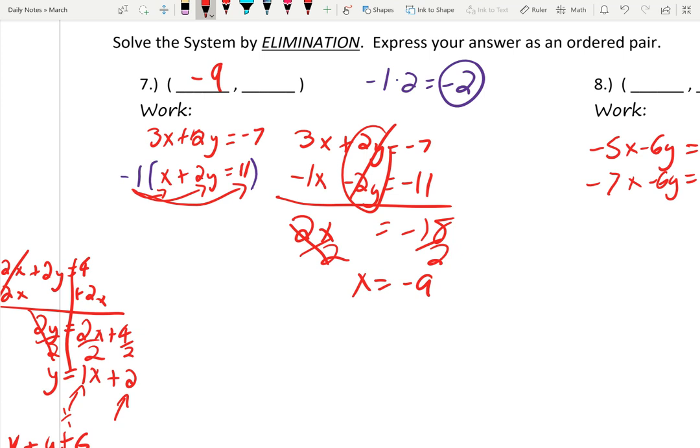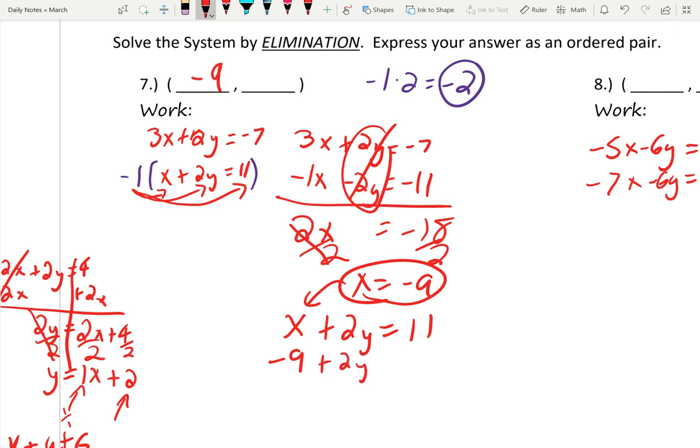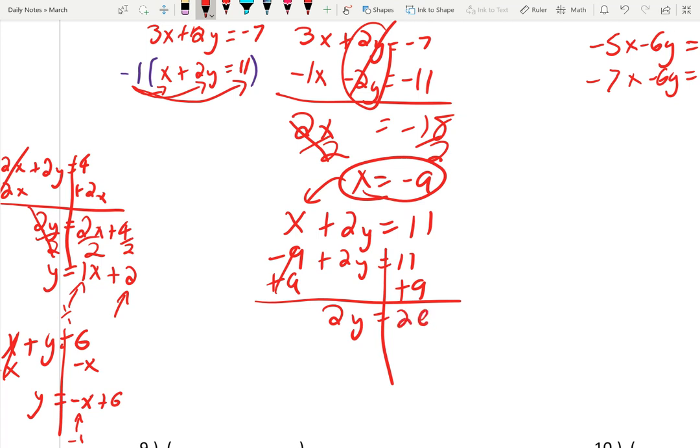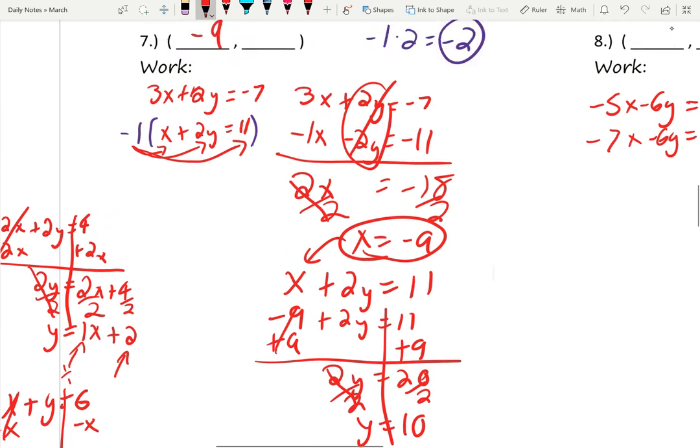Now we can plug this back in to one of the equations and find y. Let's take the second equation. The second equation was x plus 2y equals 11. But x is negative 9, so we're going to say negative 9 plus 2y equals 11. To solve this, we'll add the 9 on both sides and cancel it out. That gets me 2y equal to 20. Then I can divide by 2, and I have y equal to 20 divided by 2, which is 10. So y is equal to 10.